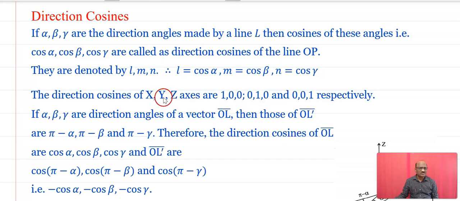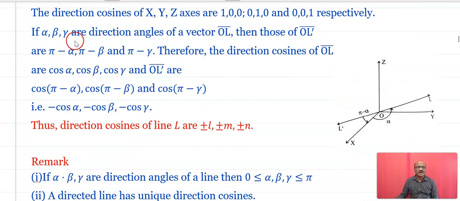Similarly for the y-axis. The y-axis makes an angle of 90 degrees with the x-axis, therefore alpha is equal to 90 there. The angle with the y-axis itself is 0, and cos 0 is 1, so beta is 0 there. Similarly, with the z-axis it is 90, and the direction cosines of the z-axis are 0, 0, 1 respectively. Hence you have to remember this: the direction cosines of the x, y, z axes are 1, 0, 0; 0, 1, 0; and 0, 0, 1 respectively.